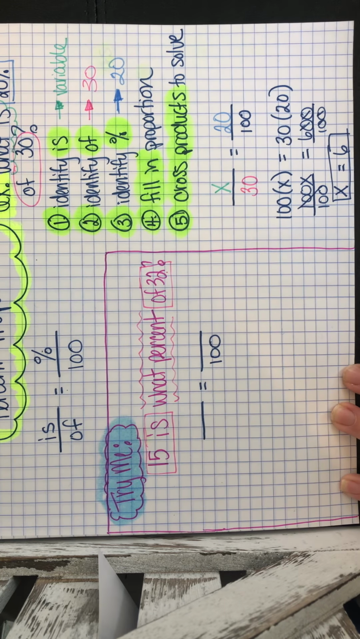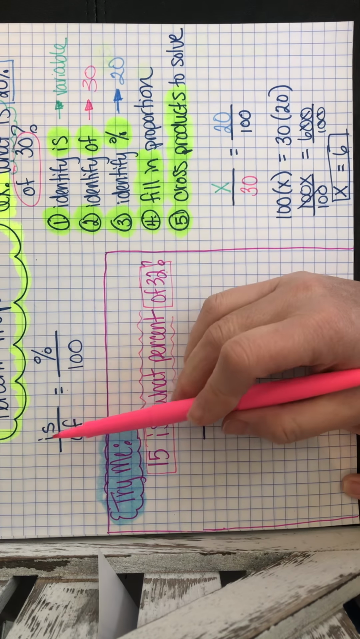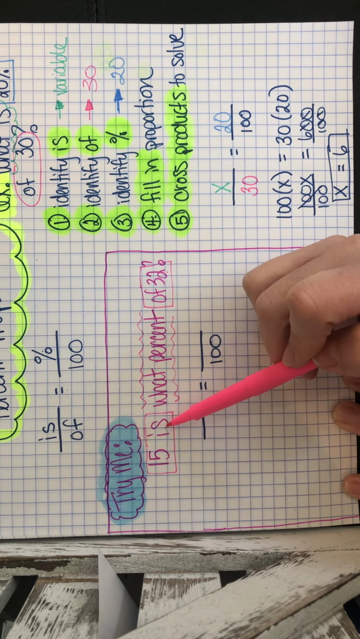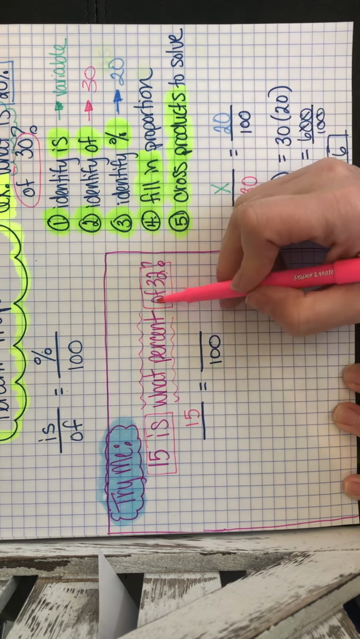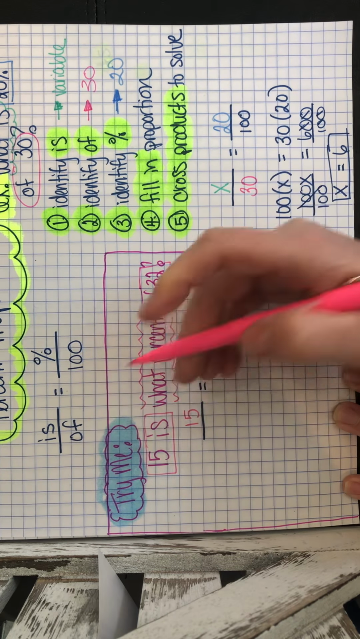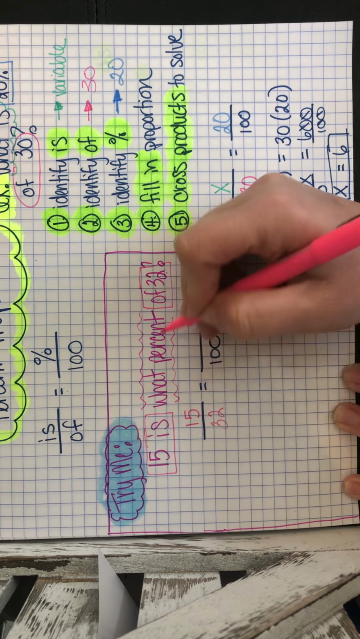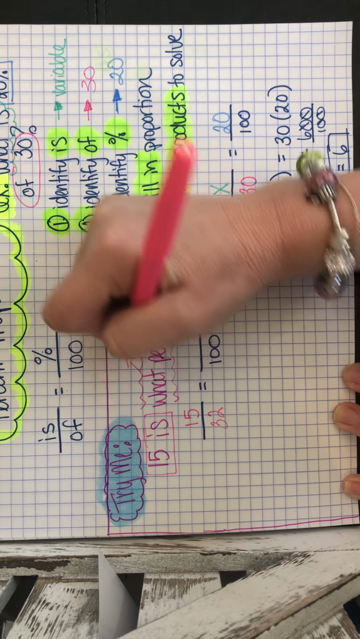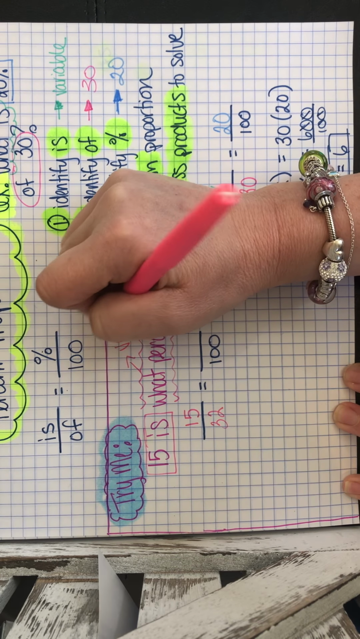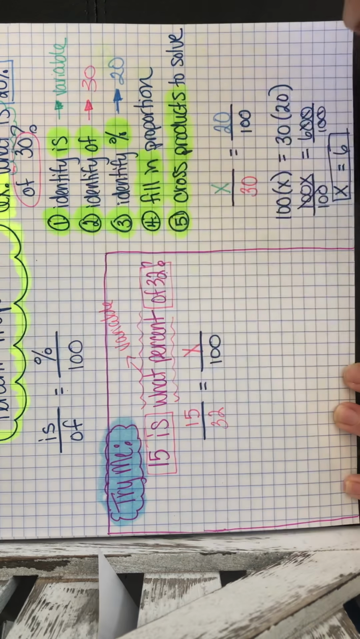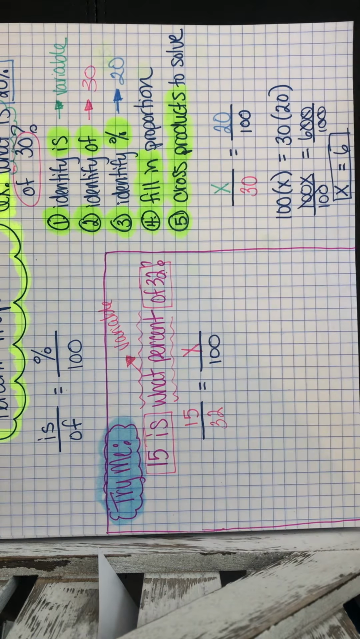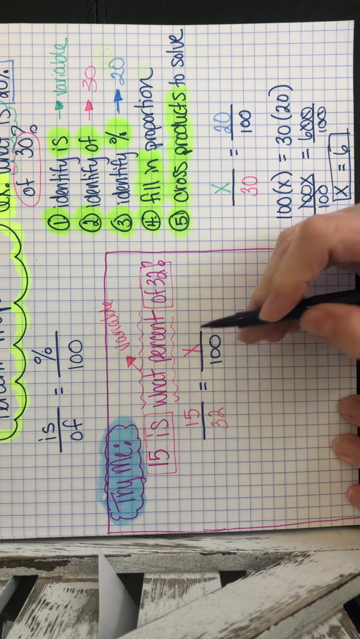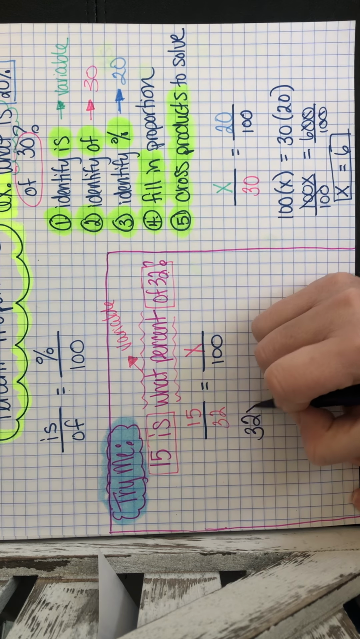So now we're going to fill it in according to the percent proportion. 15 is, so that's going to go in the numerator. Of 32, "of" goes in the denominator. What percent? What means a variable? So we're going to give it a variable, x. So now that we've filled it in, we're going to use cross products to solve. So 32 times x is 32x.